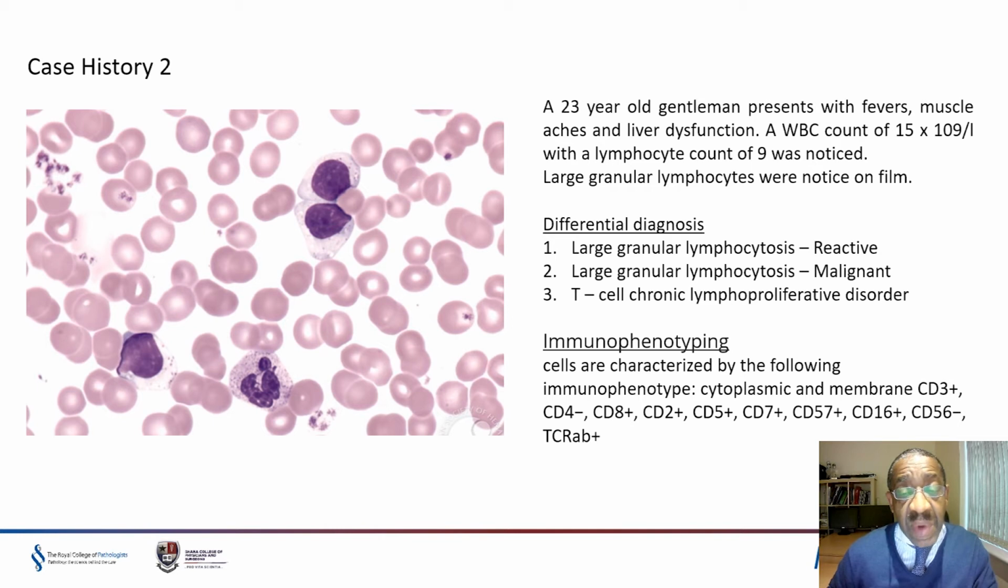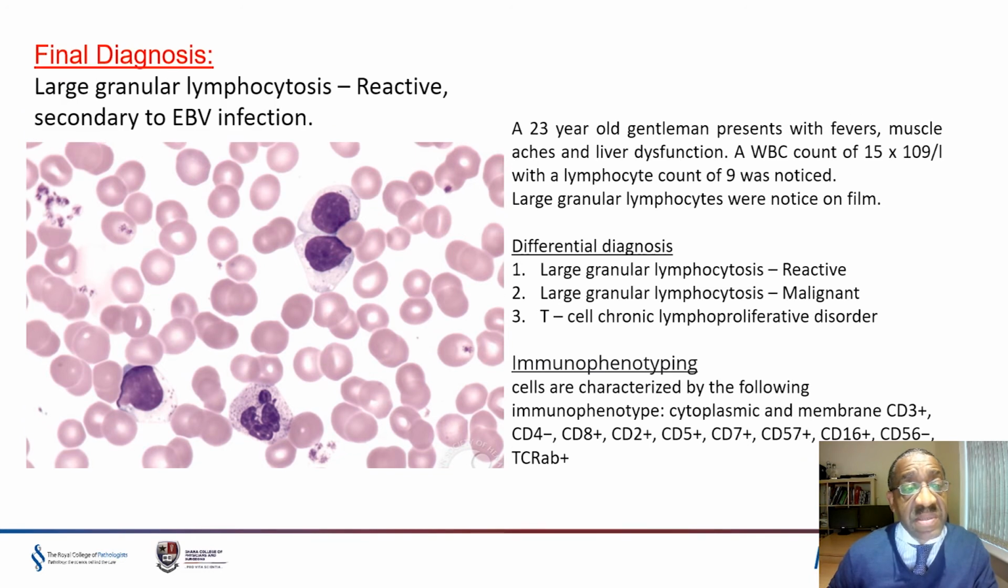And once again, immunophenotyping has helped us because it's characterized the cells. These cells are marked as CD8 cells and with a number of other T-cell markers. Some are aberrant, but this pattern is more in keeping with a large granular lymphocytosis. In the presence of confirmed EBV infection, we can be confident that the diagnosis here is of a large granular lymphocytosis of reactive origin rather than malignant.